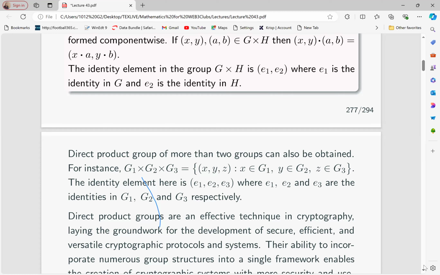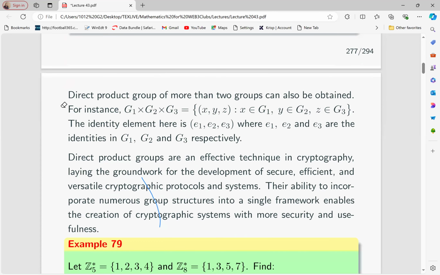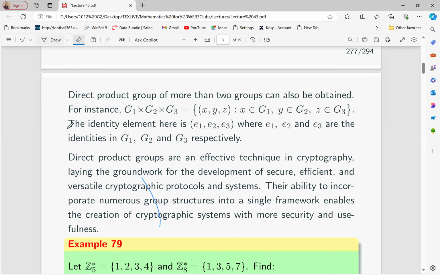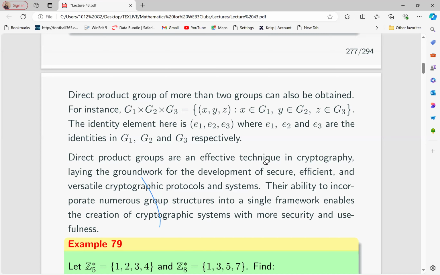That is what I want to show you, how to get them. Of course, this illustrates how important the direct product groups are in cryptography. So that is why we look at them. They're very important in cryptography, and they're also important in fully homomorphic encryption.